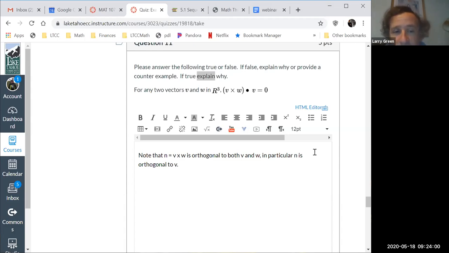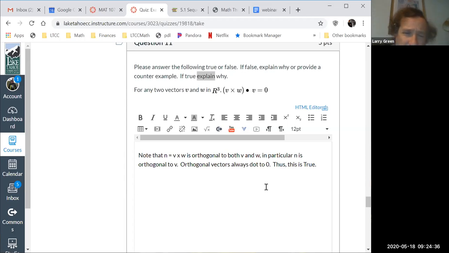Why is that good? If it's orthogonal to v and you take a dot product with v, what do you get? Yeah, exactly. Orthogonal vectors always dot to 0. So true. Any questions on this question?